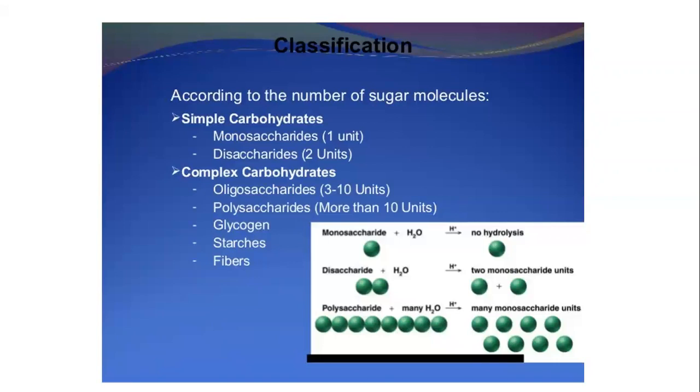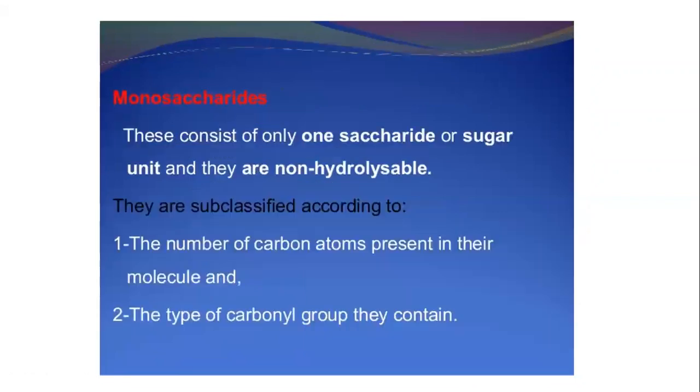Upon hydrolysis, disaccharides and polysaccharides are broken down into two or multiple monosaccharide units with the addition of water. Monosaccharides consist of only one saccharide molecule that is non-hydrolyzable further, and these are further classified according to the number of carbon atoms present.